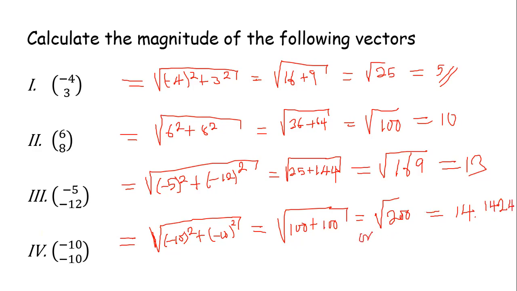Or alternatively we would say root of 200 is the same as root of 2 times 100, which gives us root of 2 times root of 100. So root of 100 is 10, so we shall have 10 root of 2. So alternatively, we could have that.